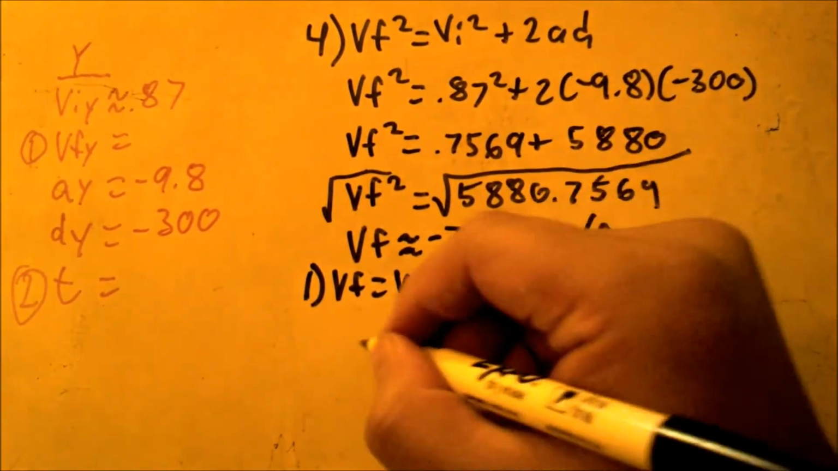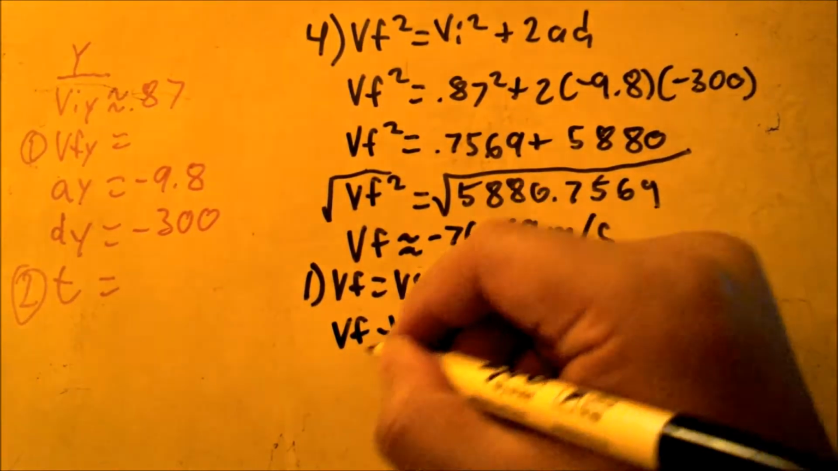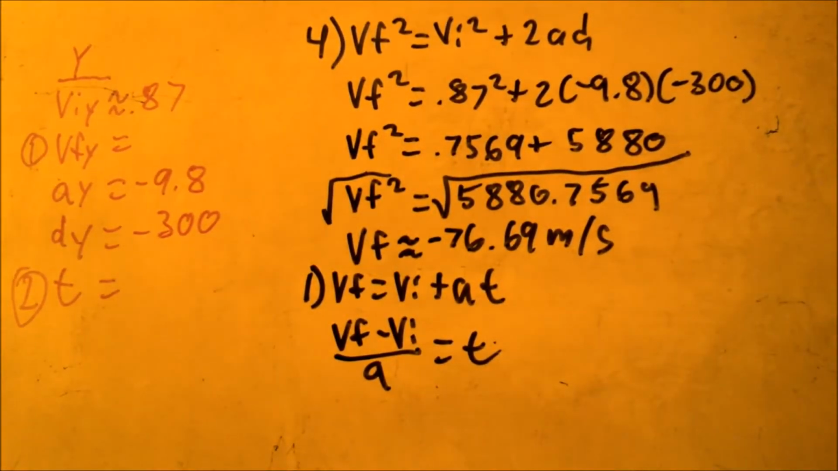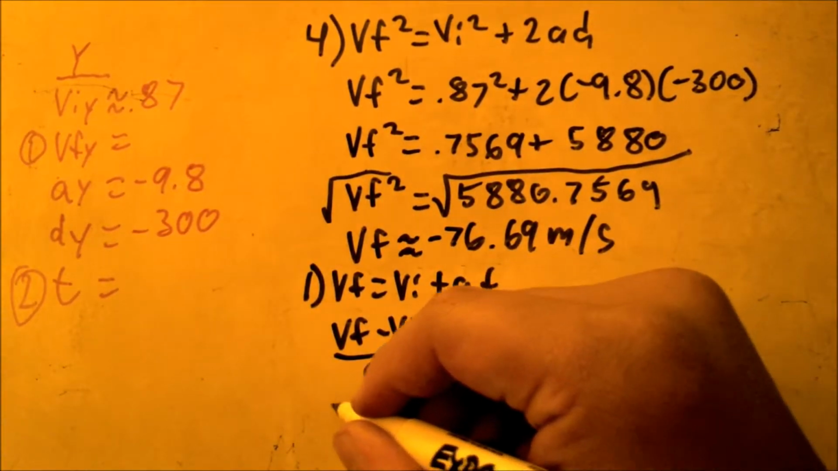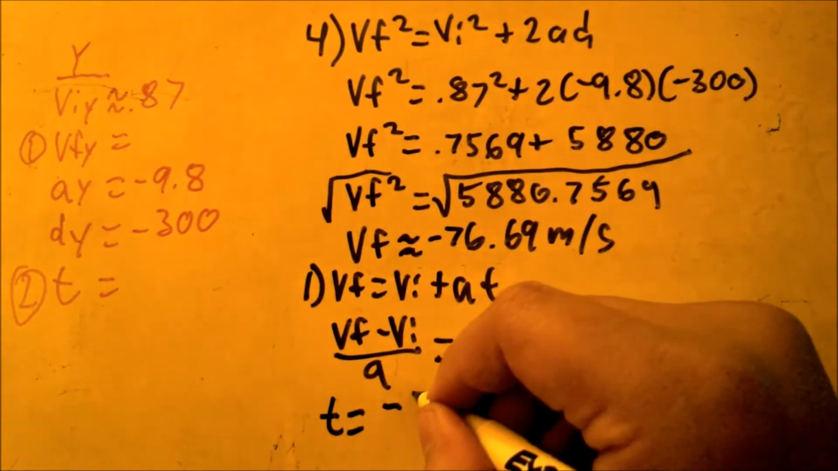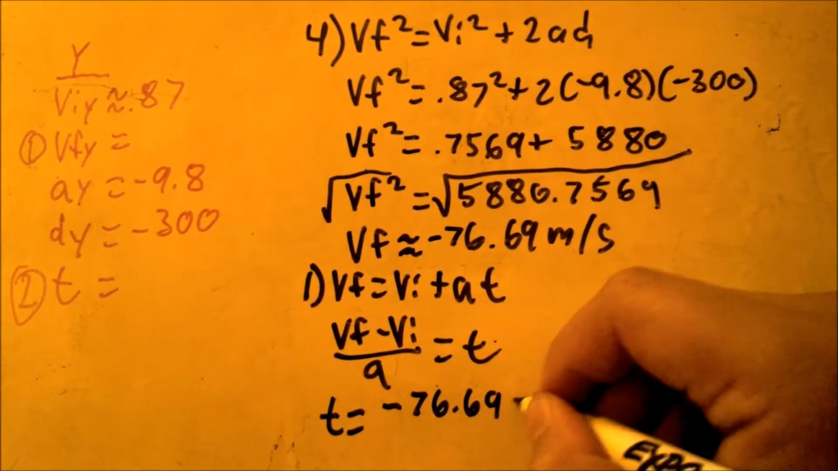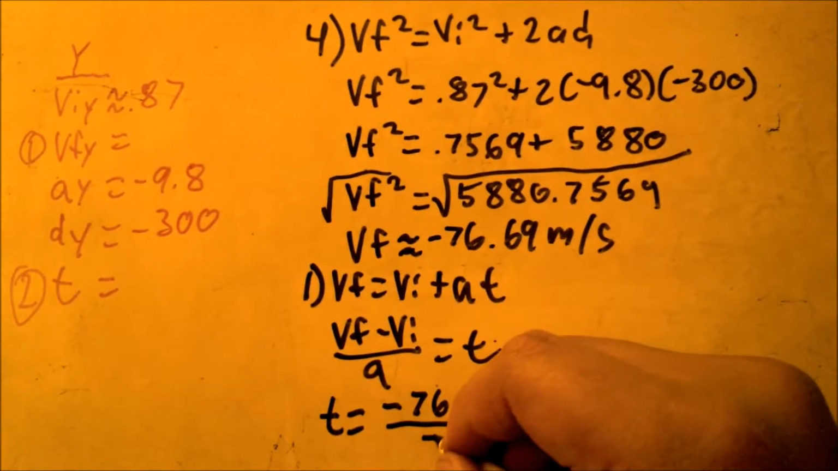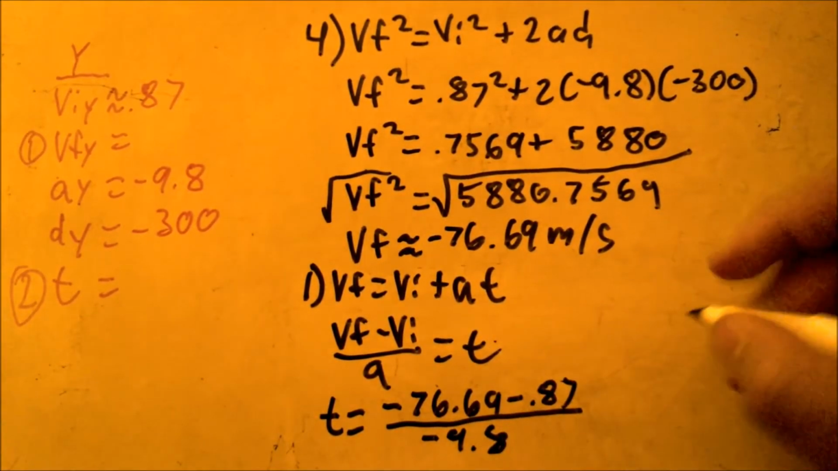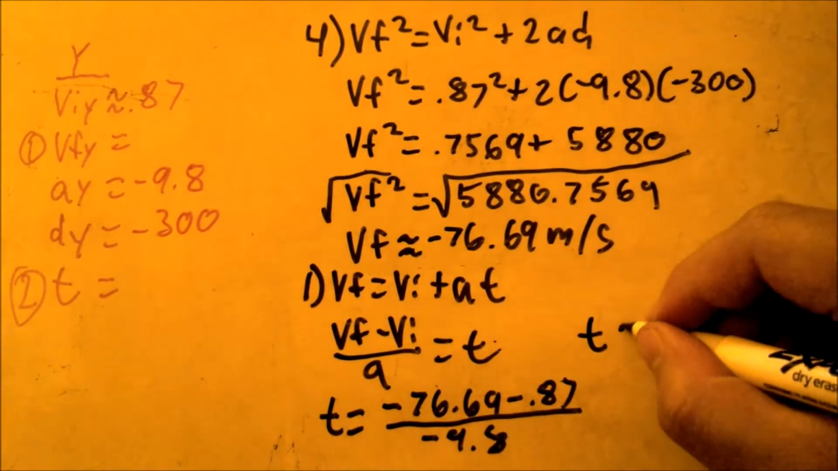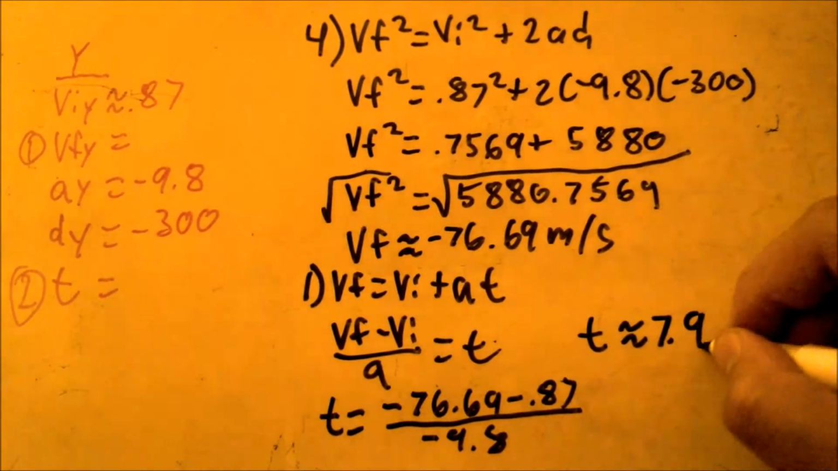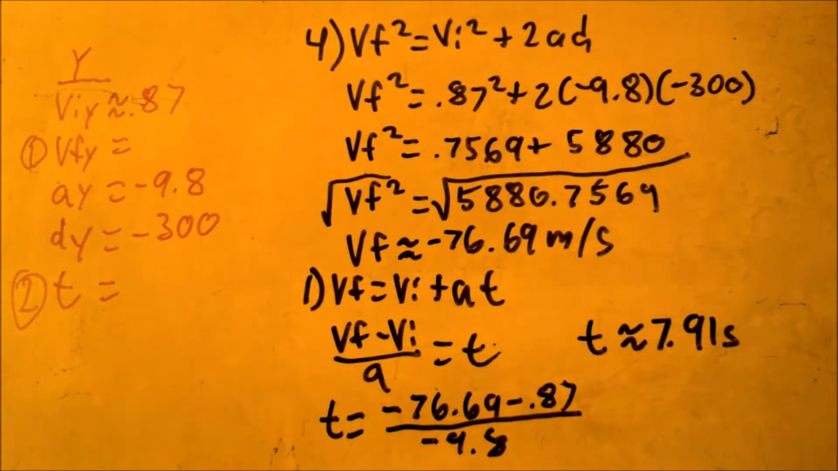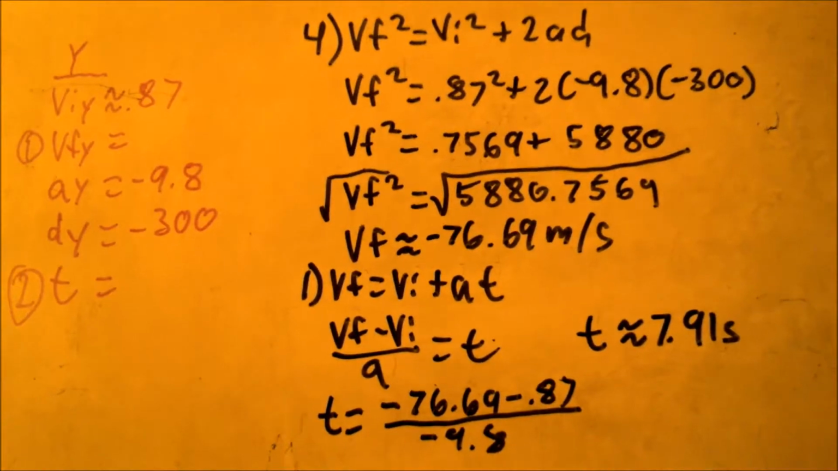So Vf is equal to Vi plus At, Vf minus Vi, divided by A is equal to t. Just a little algebra we did there. Substitute the variables. T is equal to negative 76.69 minus 0.87 divided by negative 9.8. So when we do all that, time is about 7.91 seconds. Okay, so we're going to take these seconds and put them into the list that we have.